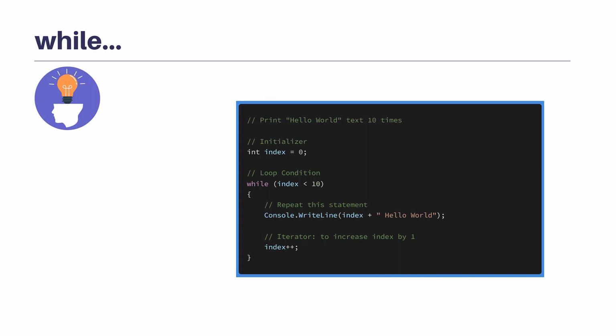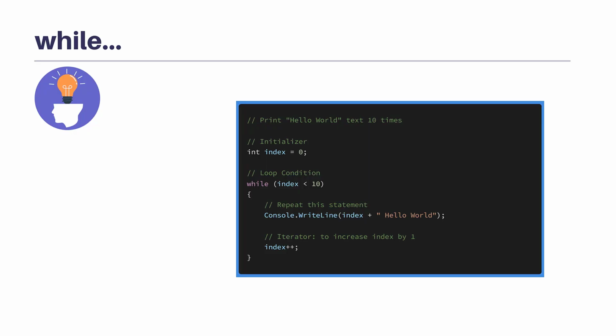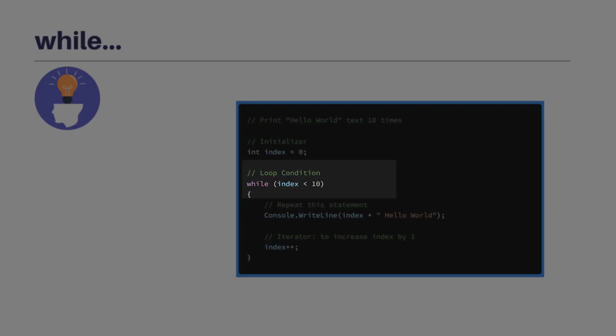The initializer section is the part where variable index is declared. It has also been initialized with the value 0. This variable is then used in the loop condition. The syntax for starting loop is the loop keyword while followed by the condition inside parentheses. So here we are saying repeat while index is less than 10.